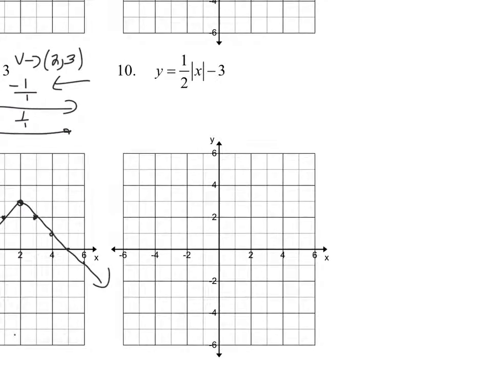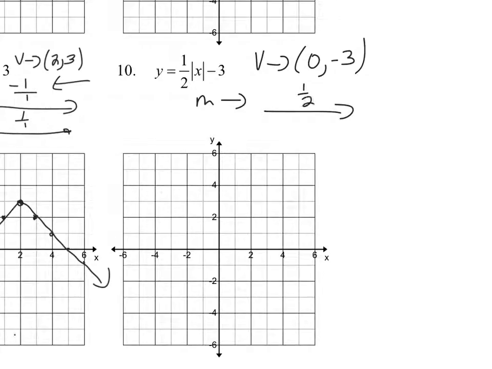And last one, your vertex here is going to be 0, -3. Your slope as you go to the right of the graph would be 1/2. As you go to the left is going to be -1/2. So if you graph that, 0, -3 is going to be right here. We would go up 1 to the right 2, up 1 to the right 2, up 1 to the right 2. Okay, less steep than our parent function. Or we would go up 1 to the left 2, up 1 to the left 2, up 1 to the left 2. And again, less steep than our parent function.